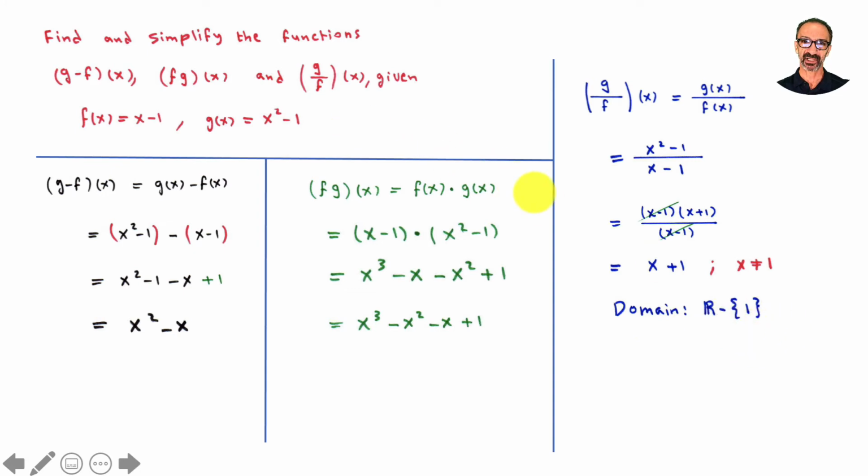And the problem is not asking me to graph, but I think it helps a lot to understand more using graphs to support the concepts. So the domain is all real numbers except 1.